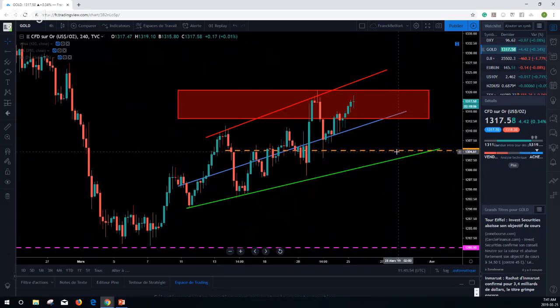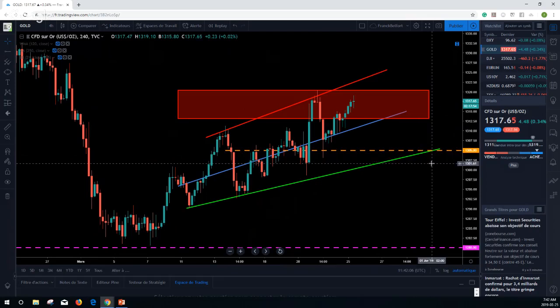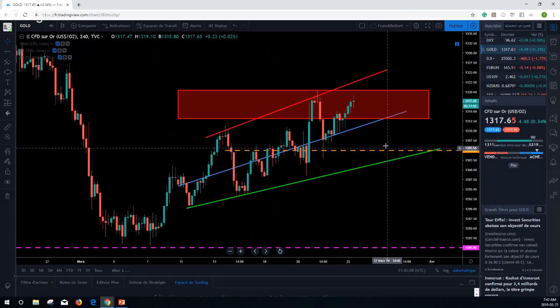And if we break this level, the orange line here, then we're probably going to test the pink line here. But as long as we stay at or above the $1,305, the gold will potentially rebound, right? So very tricky market, and that's why I told you to not day trade on gold. Just follow that as an investment or long position on the gold.